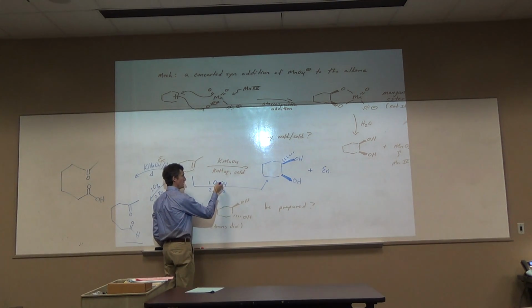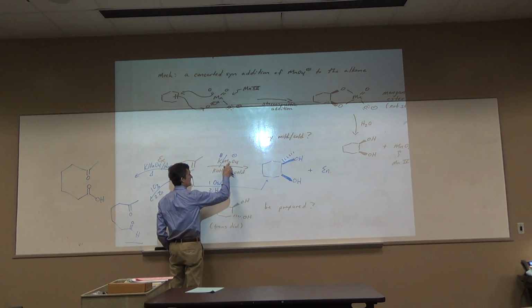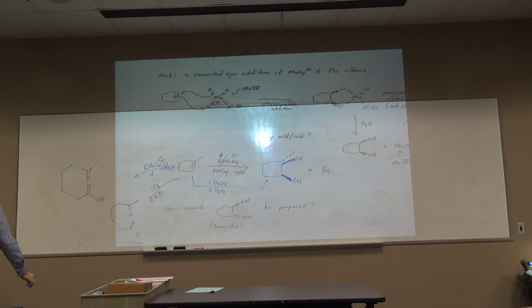OsO4 is a neutral molecule. MnO4 is an anion. Yeah? K plus and all that's minus. Manganese is minus. Where do manganese and osmium sit in the periodic table? Manganese and osmium. They both have the same structure. The MnO4 and the OsO4 are essentially the same structure.